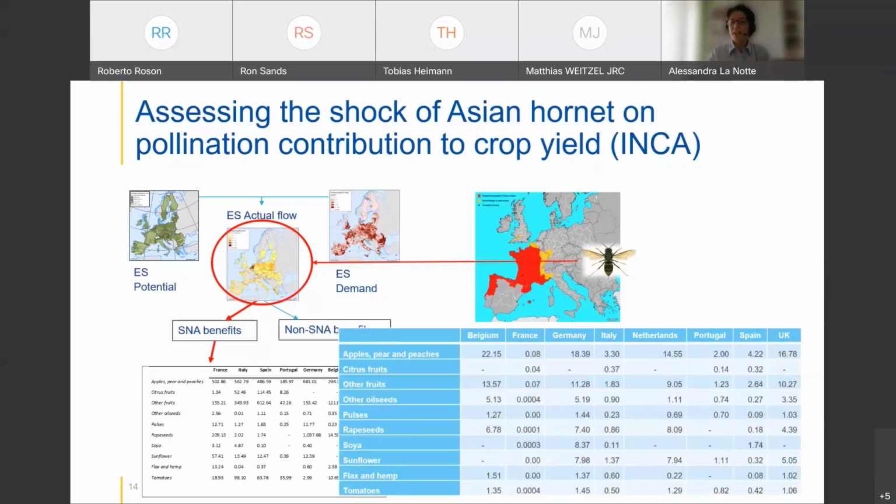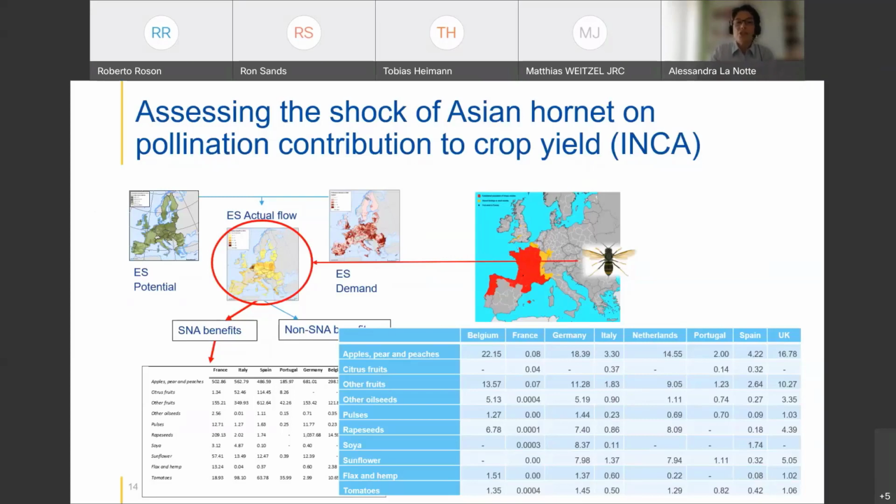For the sake of simplicity, I'm now reporting only the shock that was calculated based on the hypothetical loss. So these are, in percentage terms, the losses that would occur for each crop type in all the countries where the presence of this invasive alien species has been recorded.